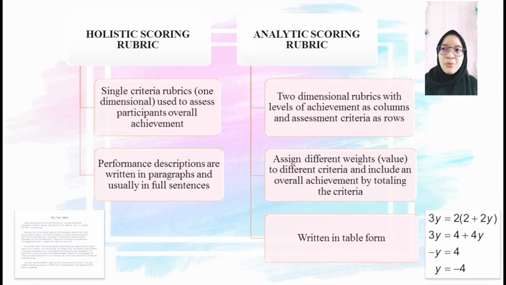For the analytic scoring rubric, it is a 2-dimensional rubric with levels of achievement as columns and assessment criteria as rows. It also assigns different weights, which is value, to different criteria and includes an overall achievement by totaling the criteria, and it is written in table form. So the best example that I can give for this is a maths equation, because every time we do a maths equation, we need to list down step by step.